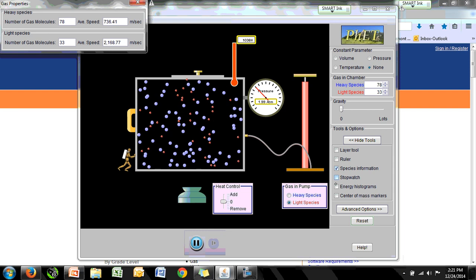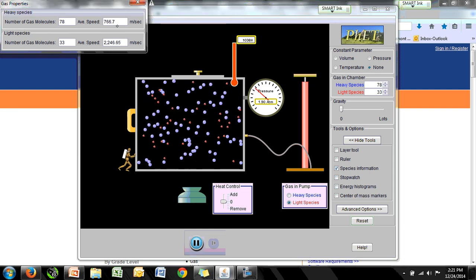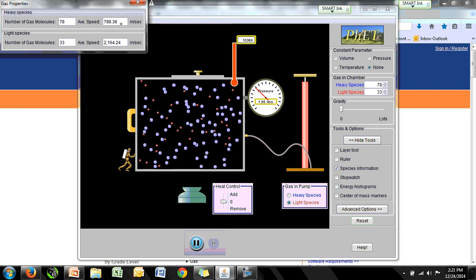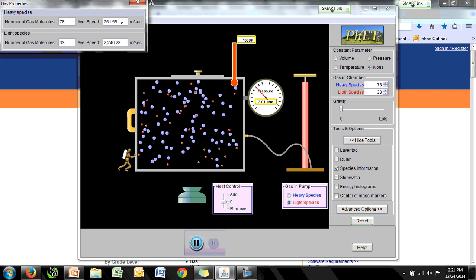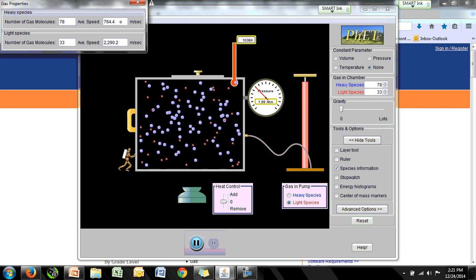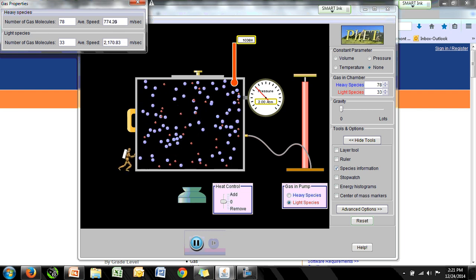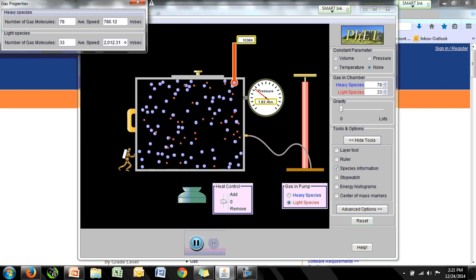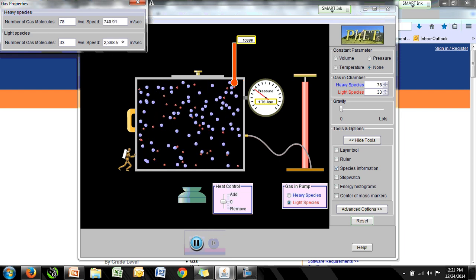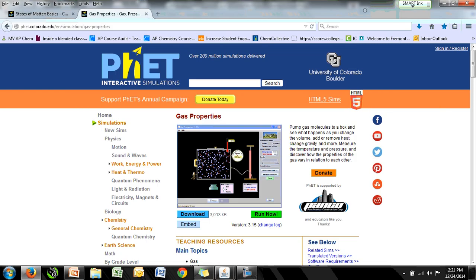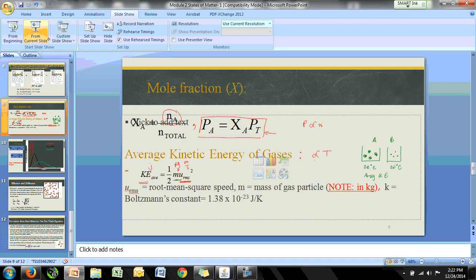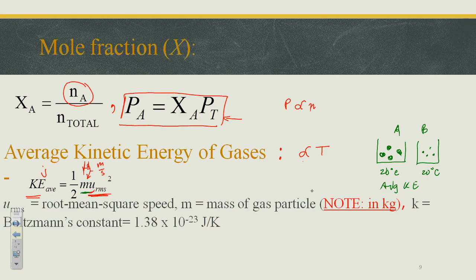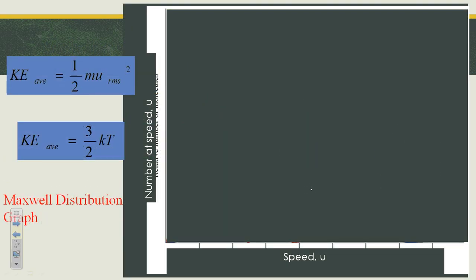Let's look at the species information. You can see here that the average speed of the heavy particles is somewhere around 760 or 70, and the light particles are traveling much faster. And that was the point I wanted to show you. Even though they have the same average kinetic energy at the same temperature, their average velocity will not be the same if their masses are different.